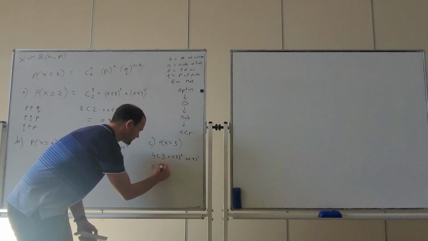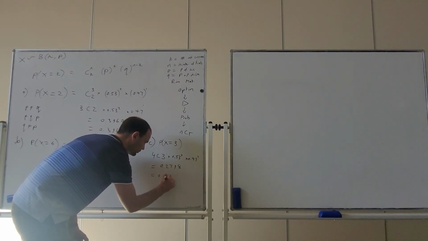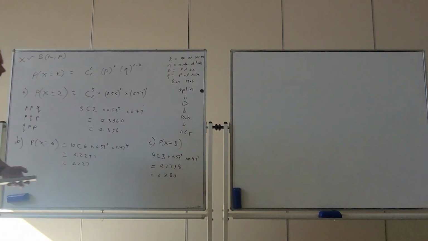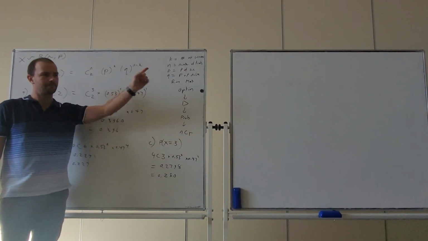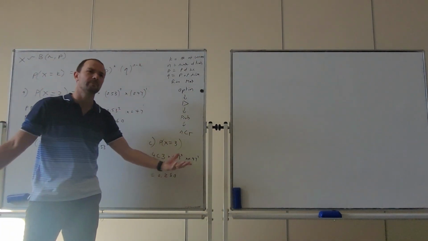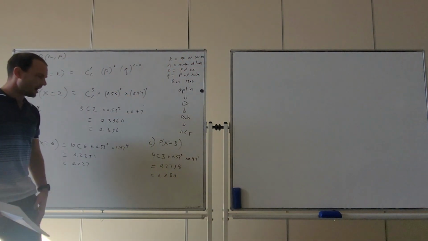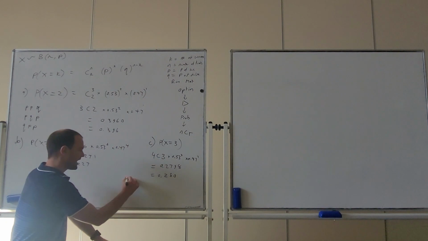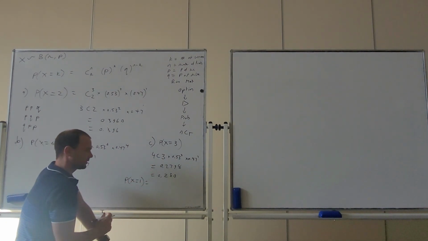I've got 0.2798, 0.280. All right, so with this one, I said the probability of 1 tail, and I defined a tail as a failure, but really that's arbitrary. It doesn't matter what you define as a success or a failure, because if we want to find 1 tail, we could define a tail as a success, and we would perform this calculation.